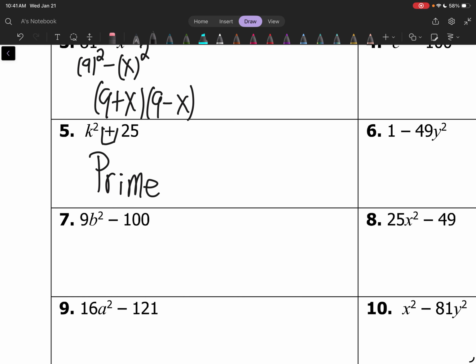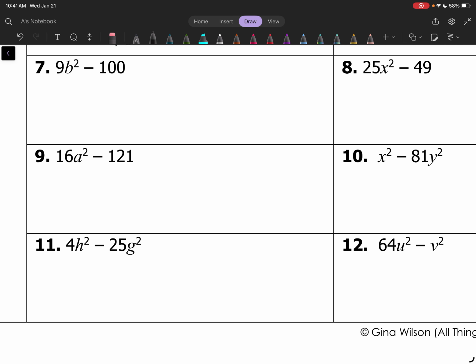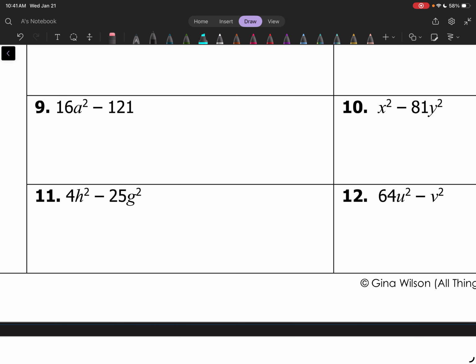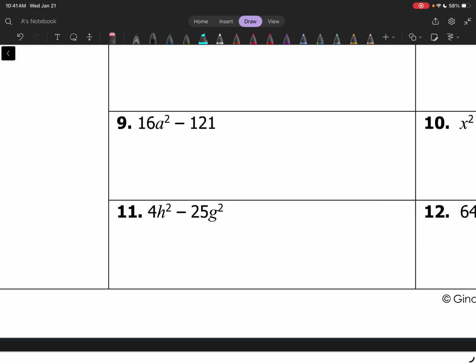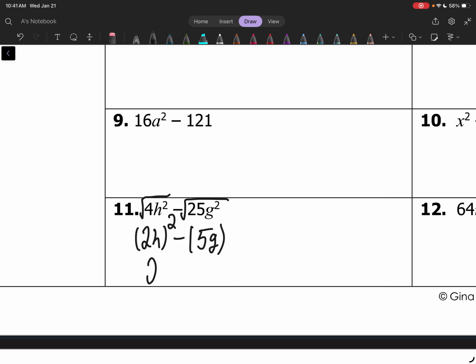Let's go down to number 11. 4h squared minus 25g squared. The square root of 4h squared will be 2h. Square root of 25g squared will be 5g. 2h plus 5g, 2h minus 5g, in parentheses. Done.